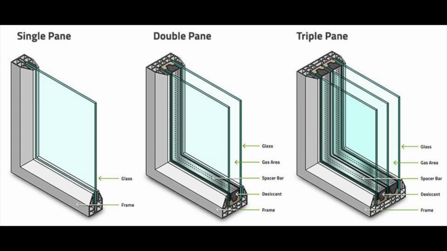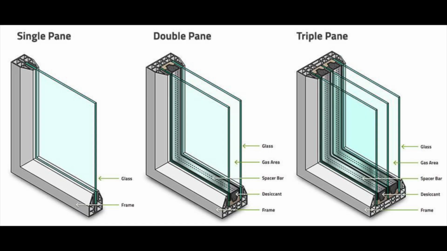Single glazed windows, that's just one pane of glass, one sheet of glass, allow the most heat gain into your home. Double glazed windows provide much better performance because they have two pieces of glass. They provide an extra layer of glass. Plus, that airspace in between those two pieces of glass reduces the amount of radiant heat transfer.